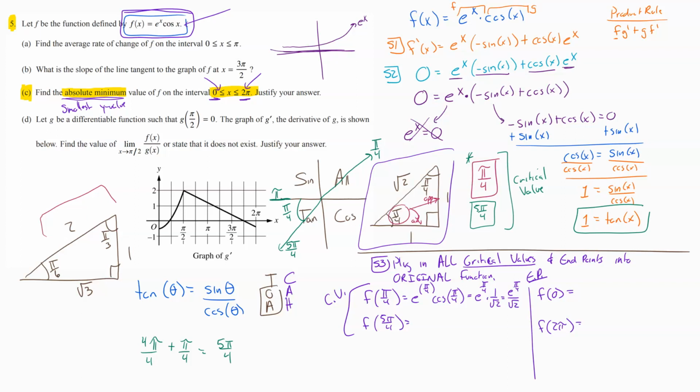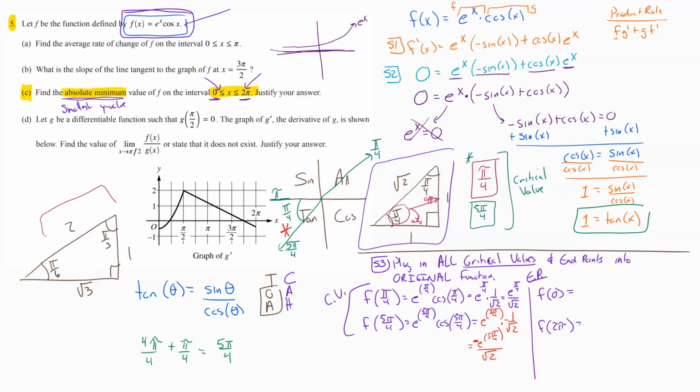And then we go to the next one and we do 5 pi over 4. So this is e to the 5 pi over 4, and then this is the cosine of 5 pi over 4. Well, remember that cosine in this third quadrant where 5 pi over 4 is at is a negative value. And so we're going to have e to the 5 pi over 4, but this is going to be times negative 1 over root 2. So we're going to get negative e to the 5 pi over 4 over root 2. So that's a negative number there.